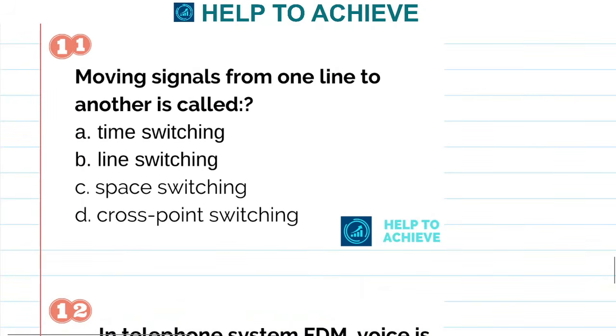Moving signals from one line to another is called. When there are many signals and you want to transmit them on different paths, in that case you need to perform the switching activity. So moving signals generally uses the space switching technique. Okay, you just remember the answer. Moving signals are used for space switching.